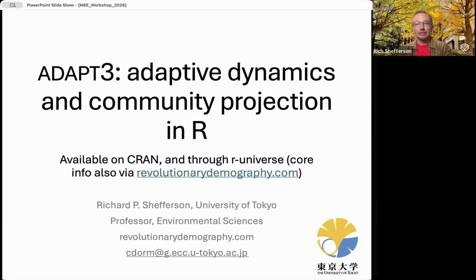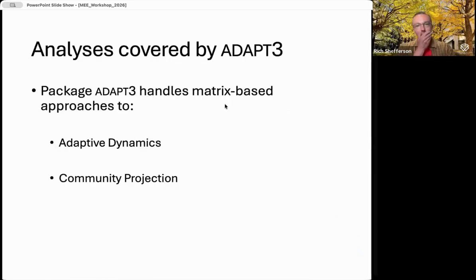Today I'm going to talk to you about ADAPT3. The MEE paper on this is just out on early view right now, I think. ADAPT3 is an R package, and it's meant to handle matrix-based approaches to two different things: adaptive dynamics and community projection. When I say matrix-based approaches here, I'm referring specifically to using matrix population models within the context both of the evolutionary ecology side, which would be adaptive dynamics, and the community ecology side, which would be community projection.